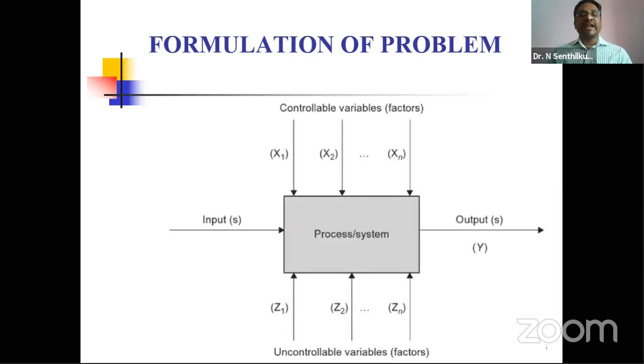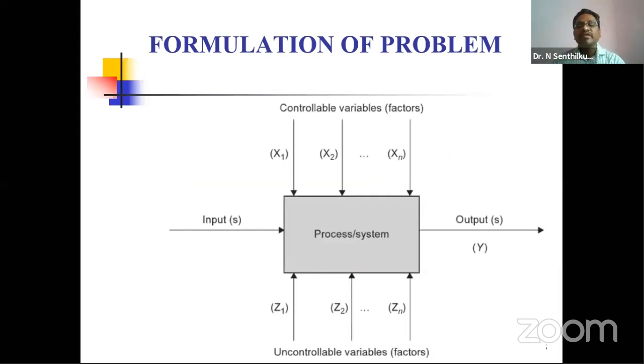Here we have the inputs and the outputs, and two kinds of factors: controllable factors and uncontrollable factors. What are uncontrollable factors? The uncontrollable factors are factors that cannot be controlled during an experiment. That we call noise. In Taguchi's technique, we will come across the term signal to noise ratio. That noise is the uncontrollable factors, whereas the controllable factors are the inputs, and that is called the signal.